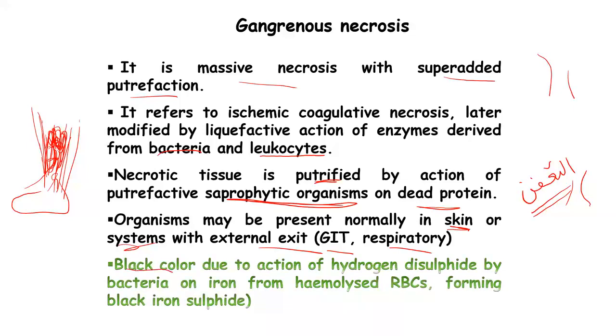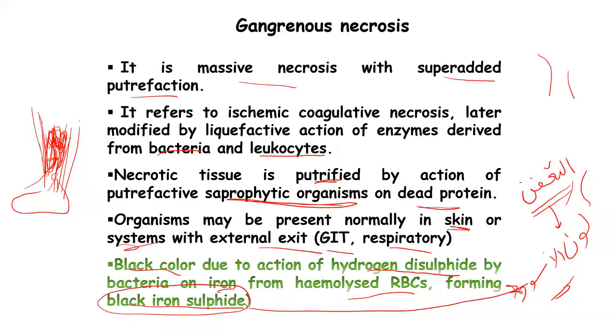The gangrenous area is black in color. Putrefaction is always accompanied by a black color. What is this black color? This is the black color due to the action of hydrogen disulfide by bacteria on iron from hemolyzed RBCs forming black iron sulfide. So the black iron sulfide is responsible for the black color. And this black iron sulfide develops due to the action of hydrogen disulfide coming from the bacteria on iron coming from the hemolyzed RBCs in the area of necrosis.